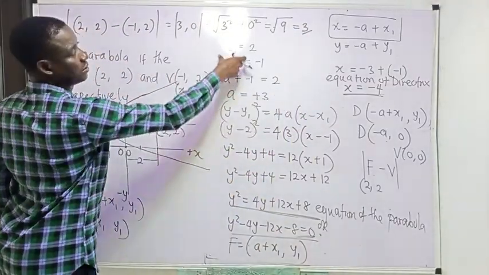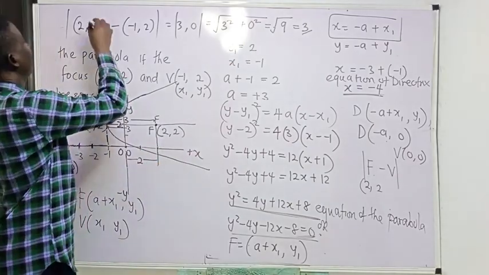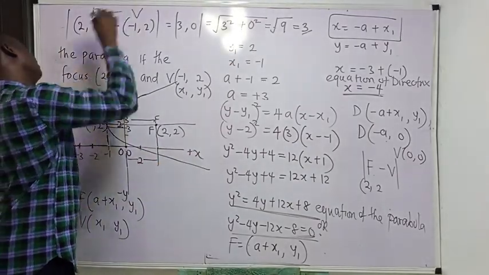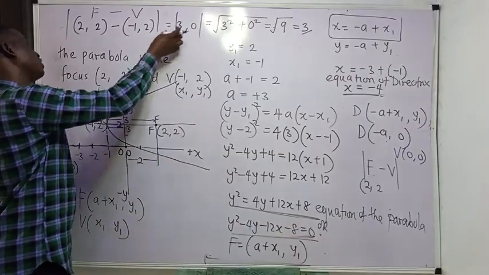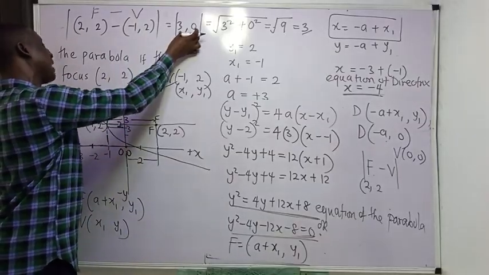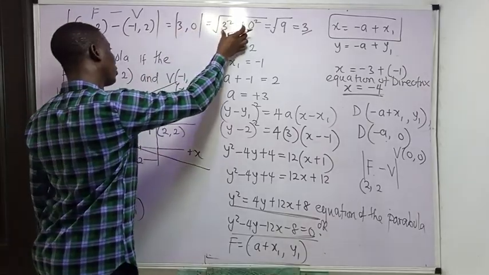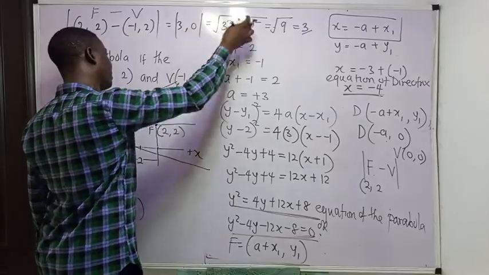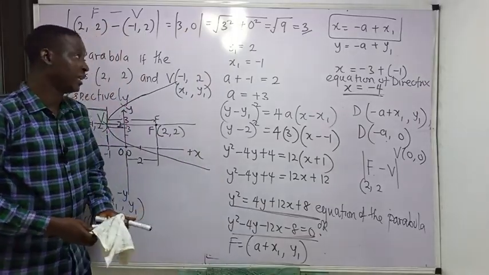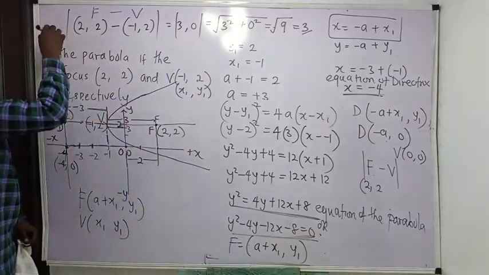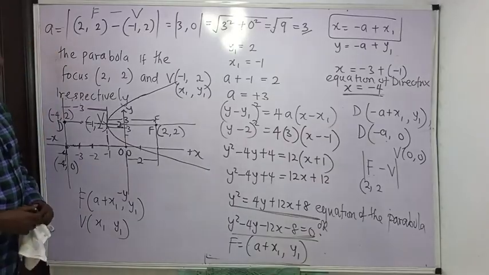So instead of going through this method, just say F minus V. After you have gotten your coordinate and subtracted it, use the Pythagoras theorem: take the square of each of them, then take the square root of everything. You get your absolute, your A directly. So this will give you A directly.